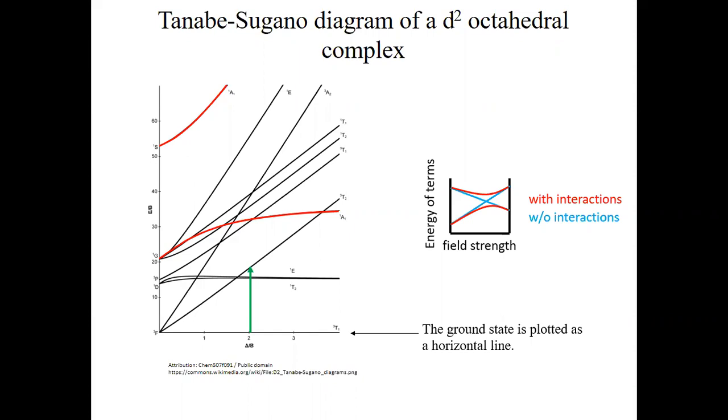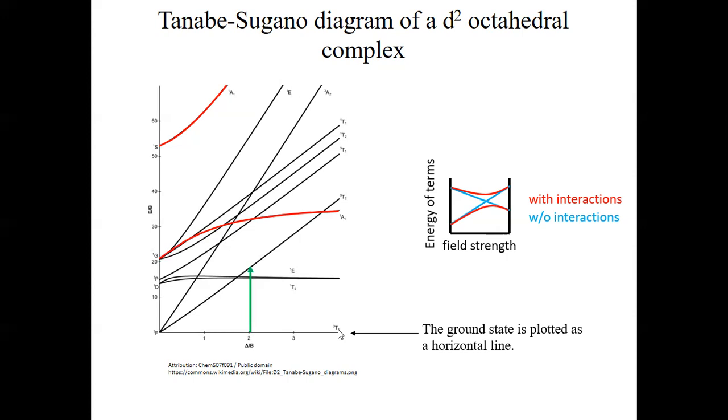So that can be plotted in a correlation diagram, and we've discussed the Tanabe-Sugano diagram of a d2 octahedral complex as an example of a correlation diagram. And we have determined that from the ground state, there are 3 possible transitions. So the ground state is in this case a triplet state. It's a triplet T1 state.